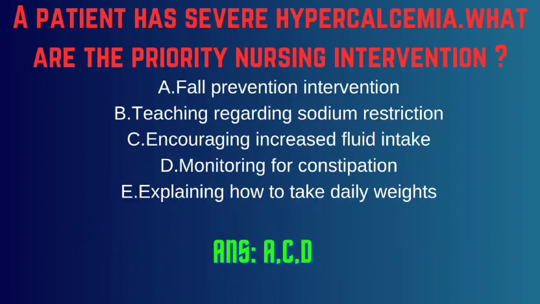The next question is, a patient has severe hypercalcemia. What are the priority nursing interventions? Fall prevention intervention, teaching regarding sodium restriction, encouraging increased fluid intake, monitoring for constipation, explaining how to take daily weights. The answer is A, C, D.